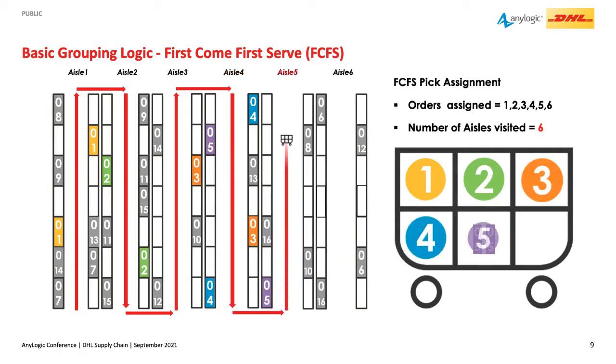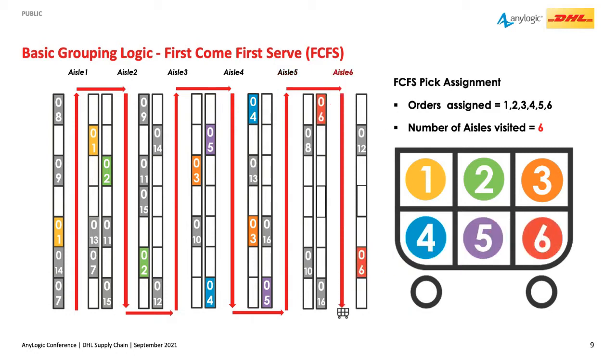So with these assigned 6 orders, the picker needed to move through all 6 aisles in order to get all the SKUs from these assigned orders.